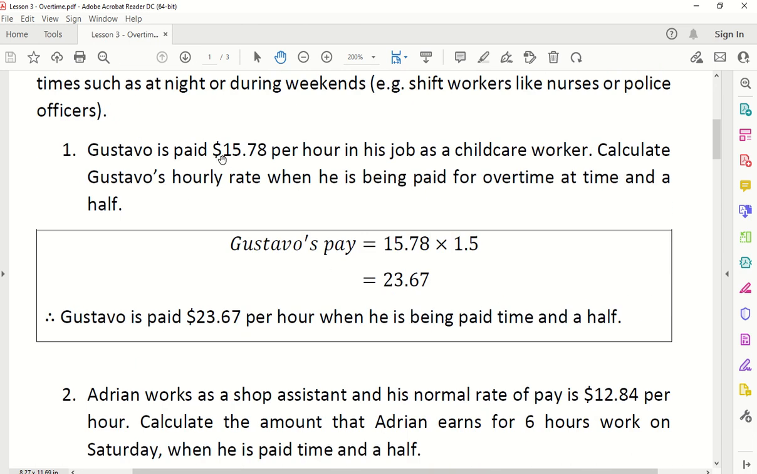Gustavo is paid $15.78 per hour in his job as a childcare worker. Calculate Gustavo's hourly rate when he is being paid for overtime at time and a half. This is a rather simple question. His normal rate of pay is $15.78. If he's earning time and a half, how much is he earning per hour?